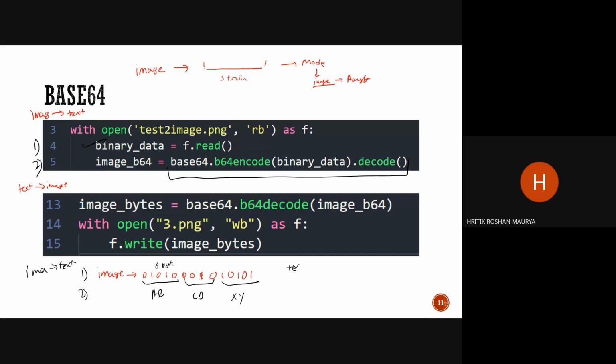Then what is text to image? The text, what do we mean? Base 64. It takes the AB, CD, XY, then converts it to binary data again, and that binary data is produced by this third line. Then the fourth line will write this binary data back to a file, and that file is saved as a PNG. That's all.